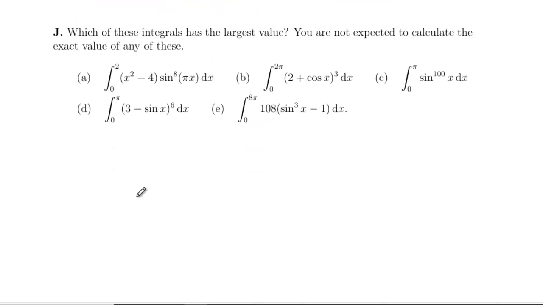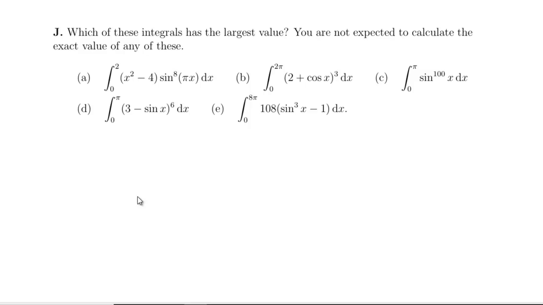Which of these integrals has the largest value? You're not expected to calculate the exact value of any of these. So what have we got here then? We've got some x squared minus 4 times sine to the power 8 of pi x between 0 and 2. Okay. C looks like the simplest one to think about. At least we can get a grip on something.